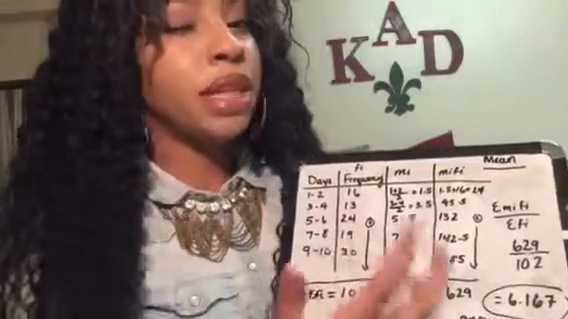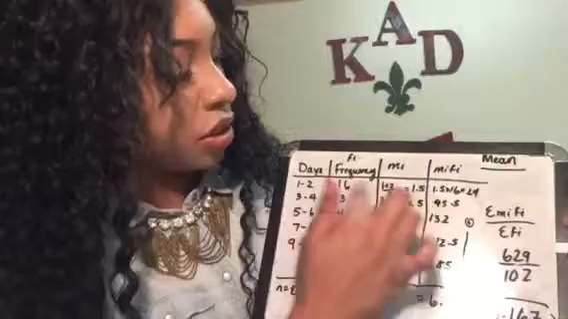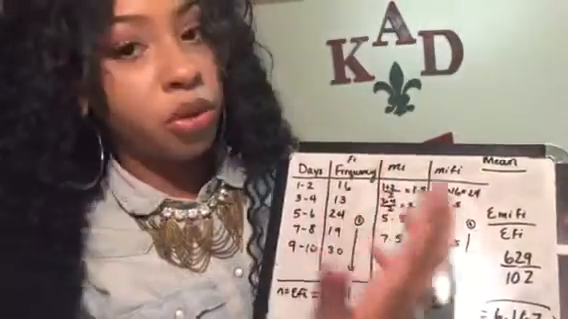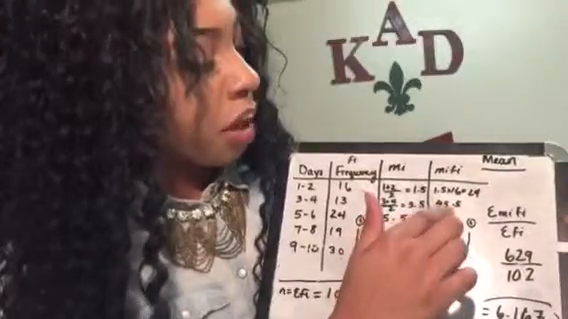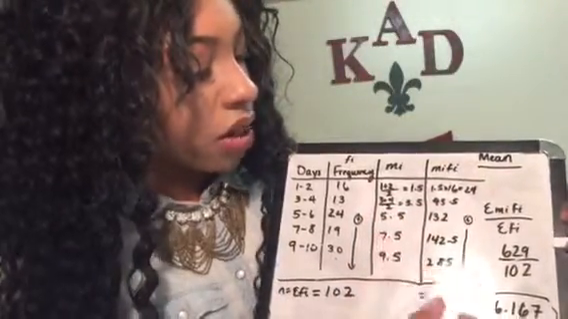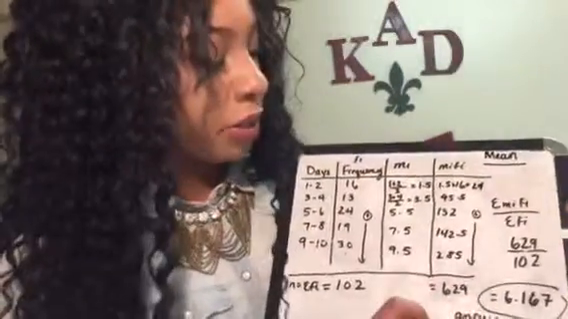Now, it's pretty easy to understand. Now you do midpoint times frequency, so you times these two together. So you times 16 times 1.5, get 24, and do it for the rest. To get 45.5, 132, 142.5, and 285. And your total for that is 629, I'm sorry.